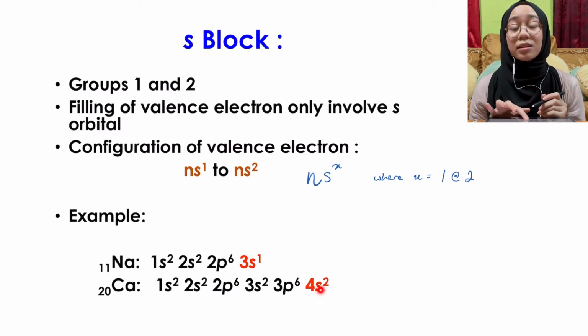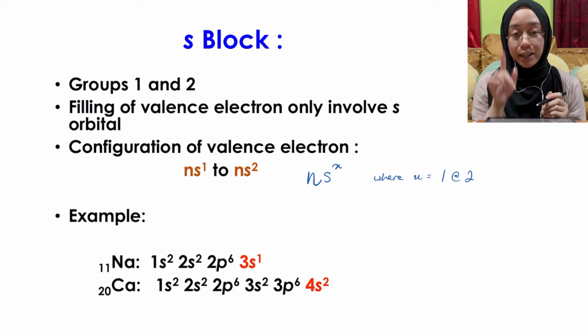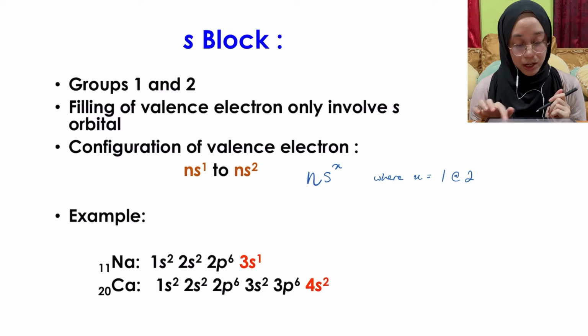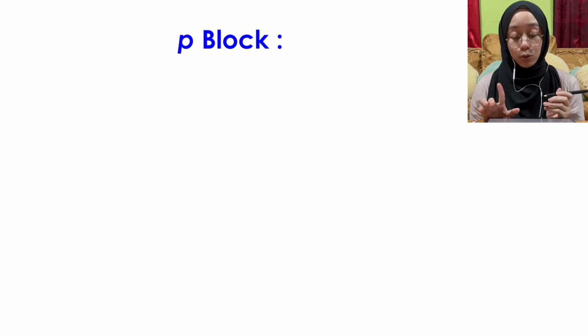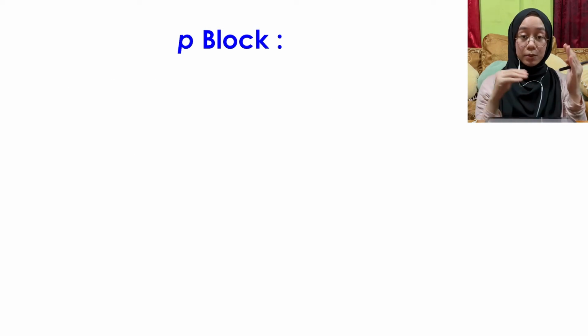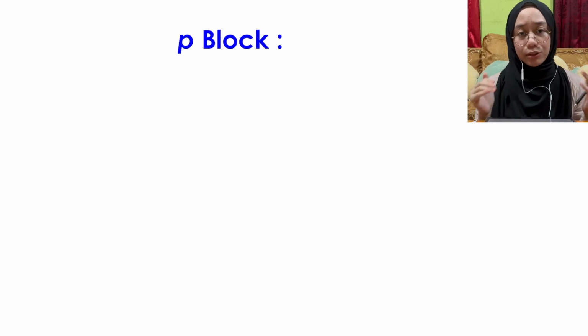Okay, because ada possibility sebelum 4s ni ada 3d. Because bila ada involve 3d pula, okay, lepas ni kita akan tengok apa yang berlaku. Okay, so now kita tengok P-block dululah. Nanti kita akan tengok macam mana nak compare yang 4s yang sebelum dia 3d ataupun 3p nanti.